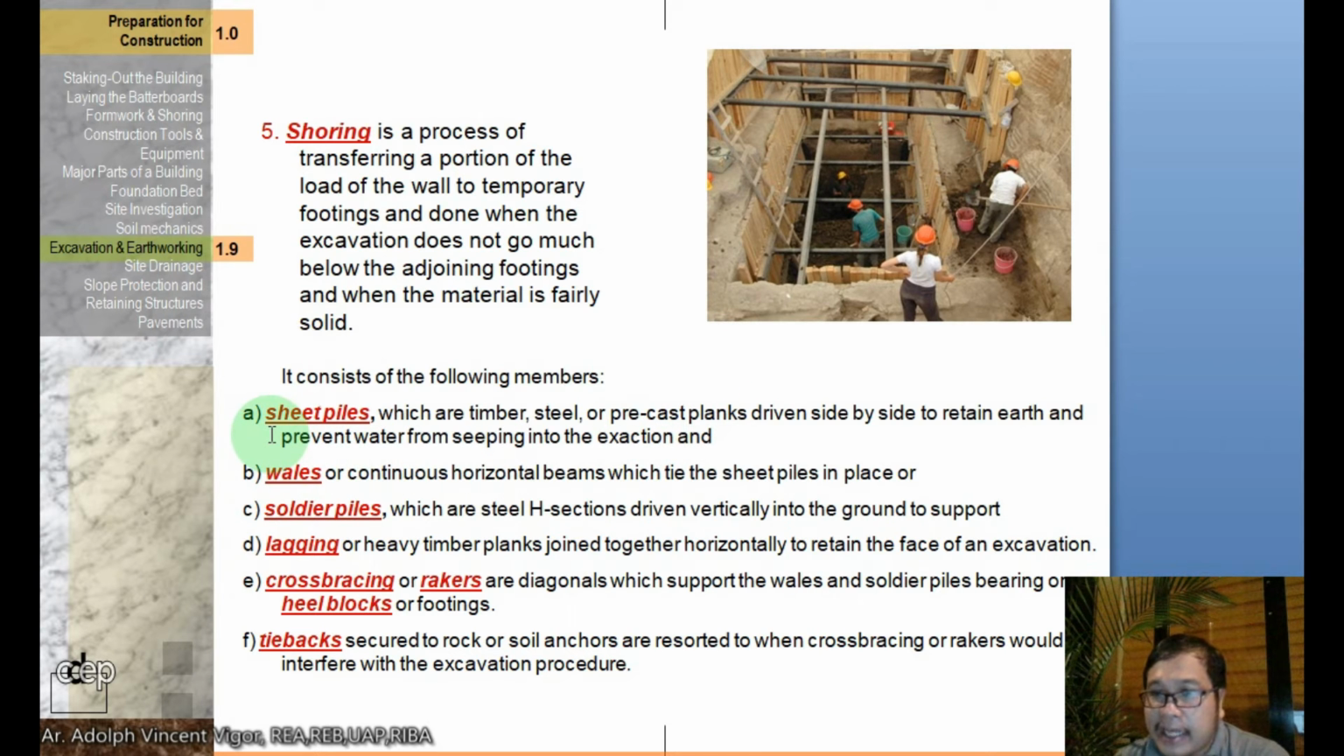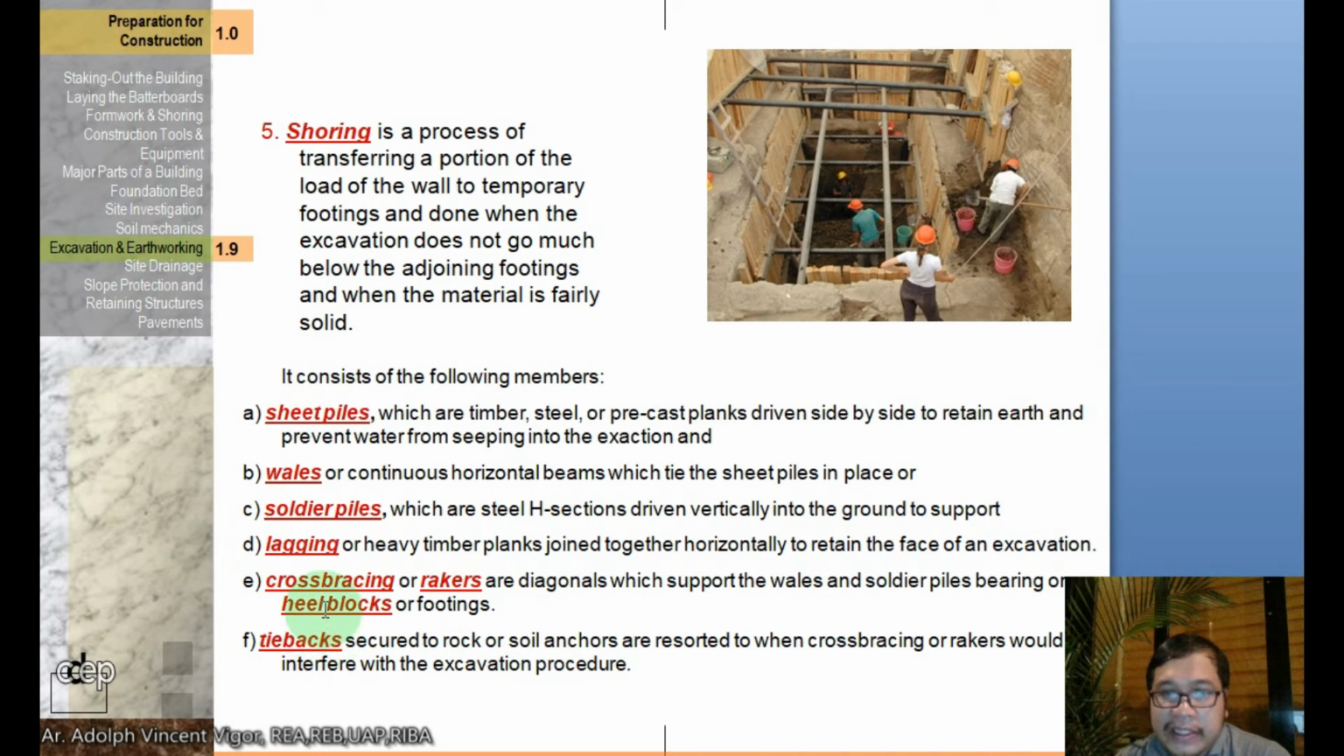A, we have the sheet piles, which are timber, steel, or precast planks driven side by side to retain earth and prevent water from seeping into the excavation, and wales, or continuous horizontal beams which tie the sheet piles in place, or soldier piles, which are steel H sections driven vertically into the ground to support, then lagging, or heavy timber planks joined together horizontally to retain the face of an excavation.